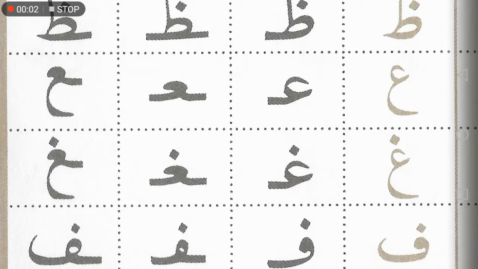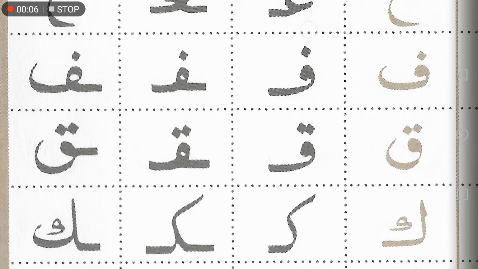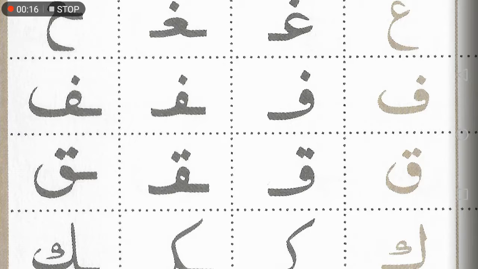And then if we move on to the fa and the qaf, very similar. So when they appear at the beginning of a word, you lose the tail. In the middle of the word, you've got these two arms reaching out, but you can see it kind of turns into a bit of a loop.